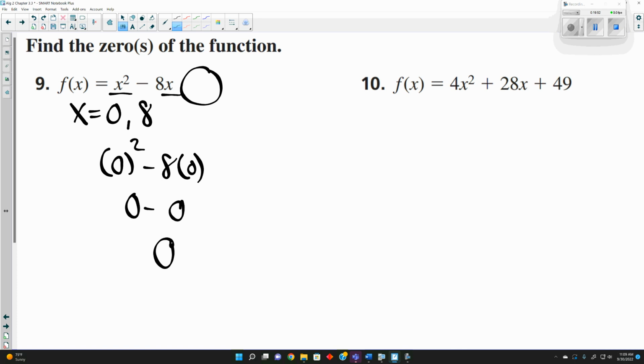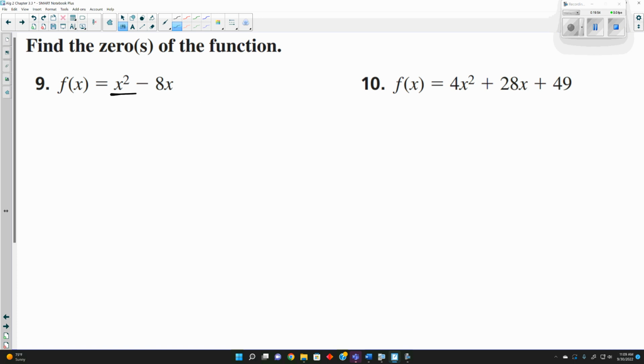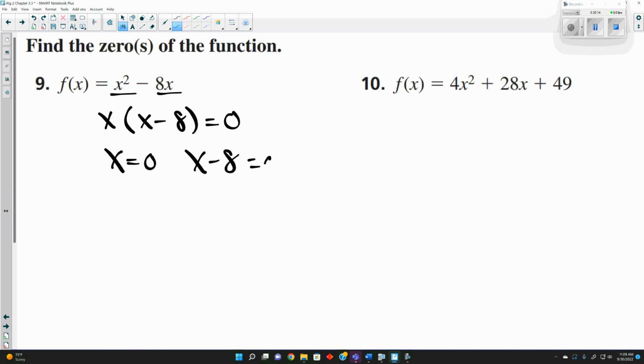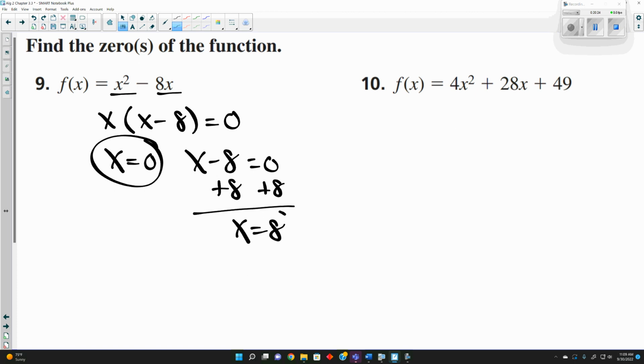And on a problem like this here, both of these do have a greatest common factor of what? X, yes? So we could factor it out, which leaves us with x times x minus 8 is equal to 0. Any two things multiplied together that equal 0, one of them must be 0. So we're saying x is equal to 0 or x minus 8 is 0. X is already by itself. Here we would add 8, so x is equal to 8. Either way it does the same thing.